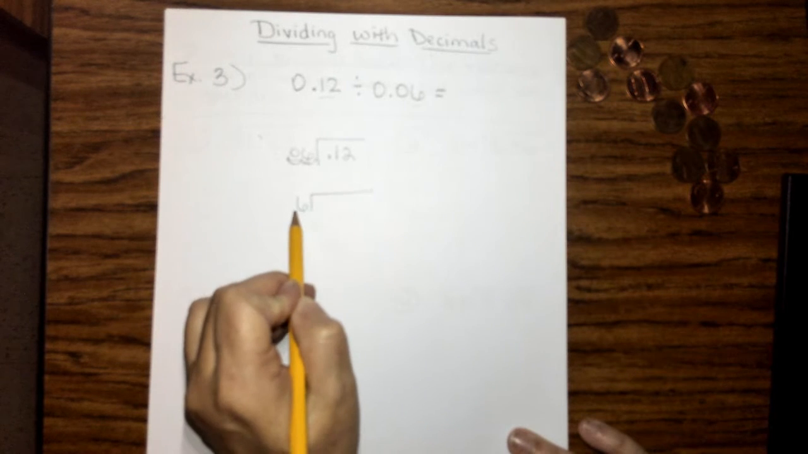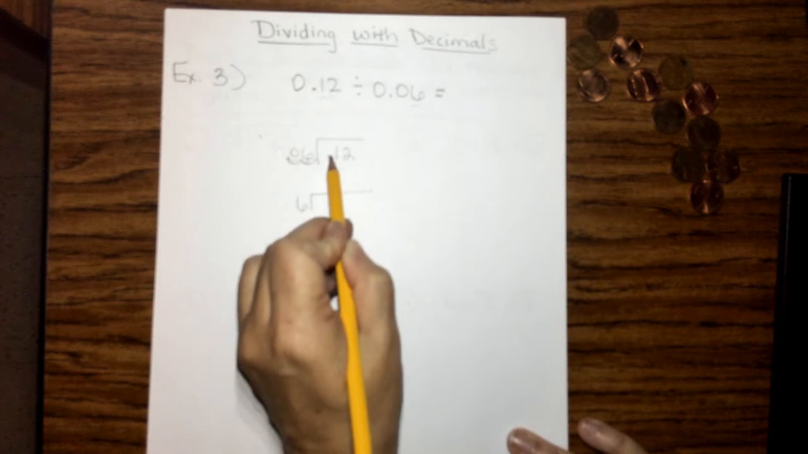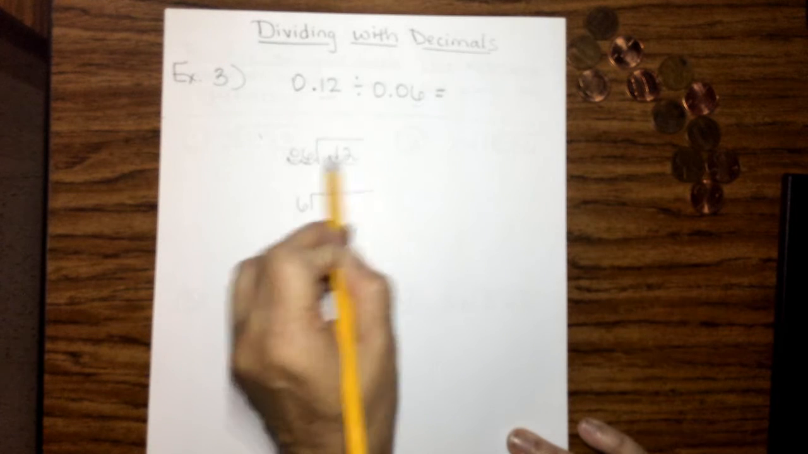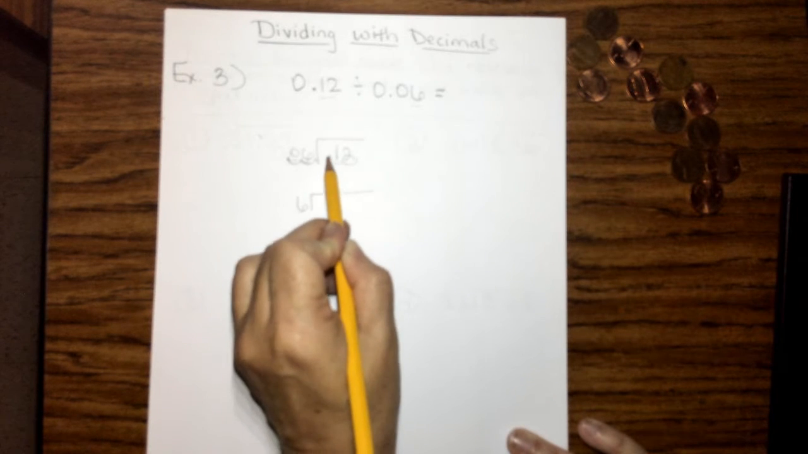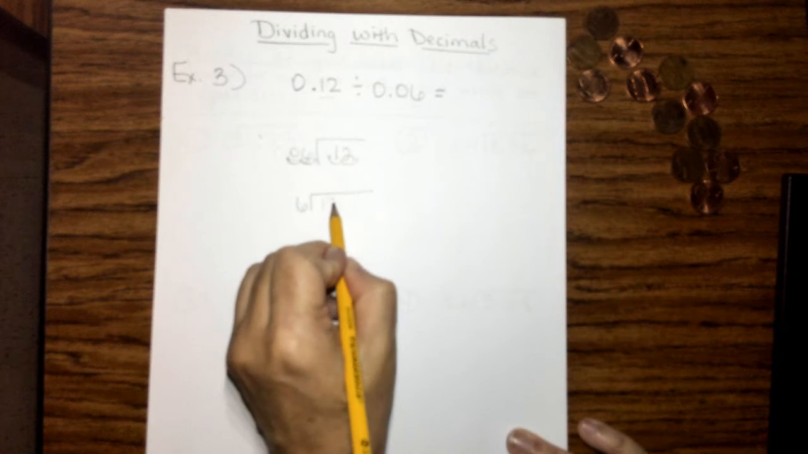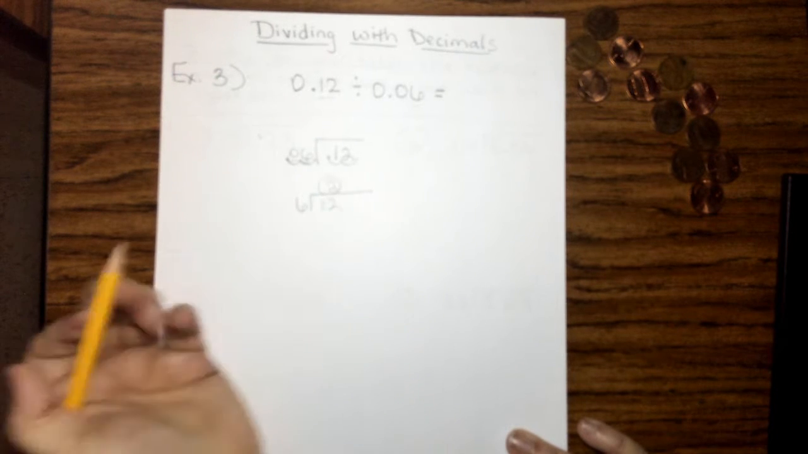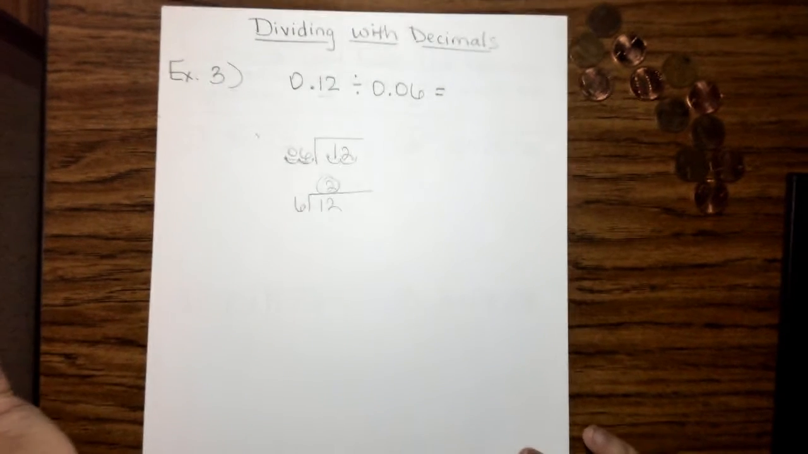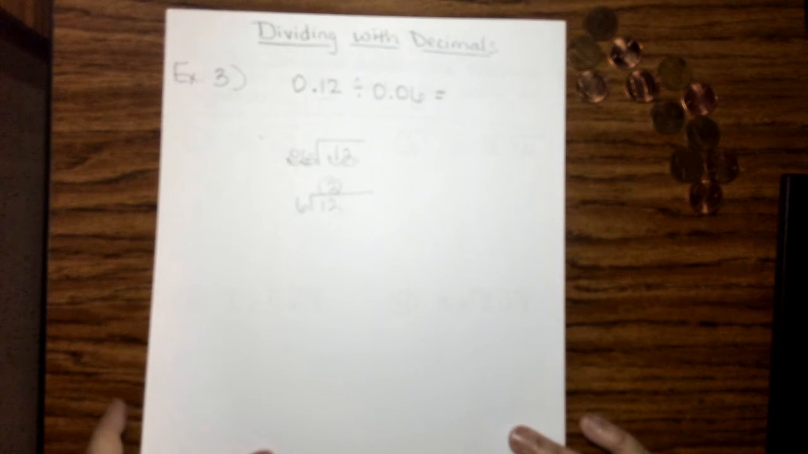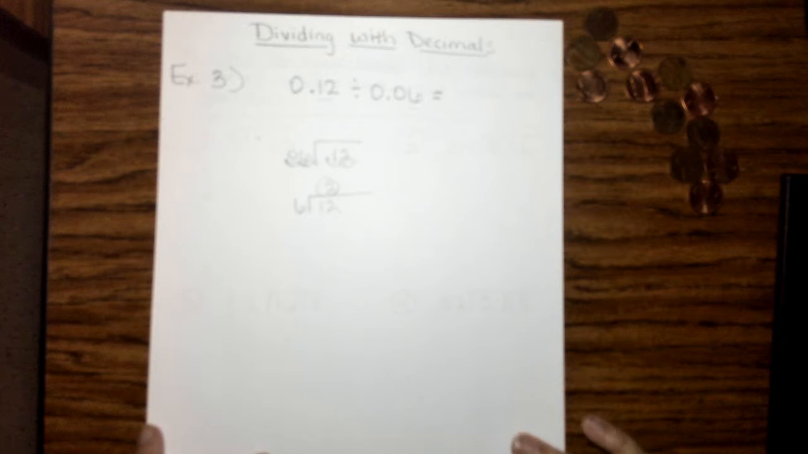And whatever I do on the outside, I have to also do on the inside. Because I moved it twice, I move it twice here. And that becomes just 6 divided by 12, which is 2. That's my answer. I don't have to put anything back in the box. I don't have to put any decimals back inside to make it work.